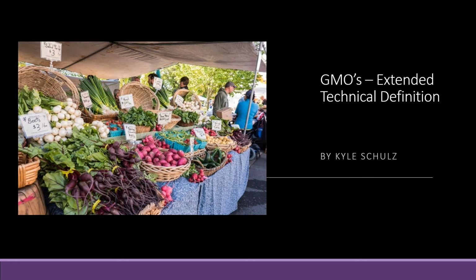A genetically modified organism is any plant or animal that has been genetically manipulated by people in one way or another. In this presentation, I will largely define how humans genetically modify plants and why we do so.